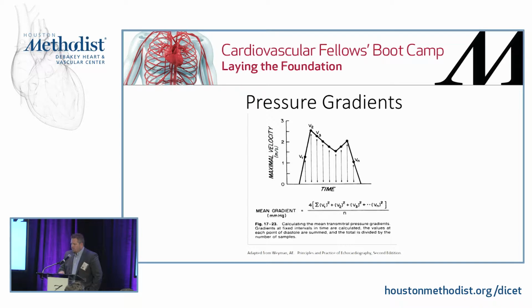So how do we actually measure pressure gradients? As we were just talking about a second ago, you can shoot a continuous wave Doppler through various different places, and you can calculate mean gradients or pressure gradients all throughout the heart. For the purposes of mitral stenosis, we would shoot a continuous wave Doppler through the inflow of the mitral valve leaflets. We can get that in a number of different places. 4-chamber is a fine place to try to do that.